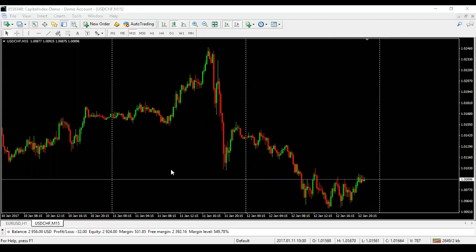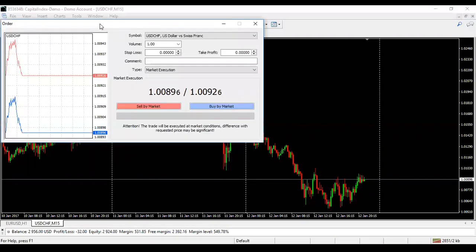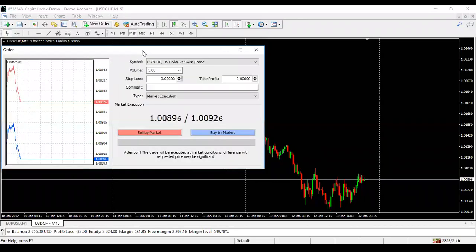So here we go. To place a trade, you go to new order, correct? There's my new order tab. I'm just going to quickly move it down here. All right, so what do we want to do? We want to buy, okay? But the first thing we need to determine is the volume, okay? So I'm going to leave the volume as 1 for now.